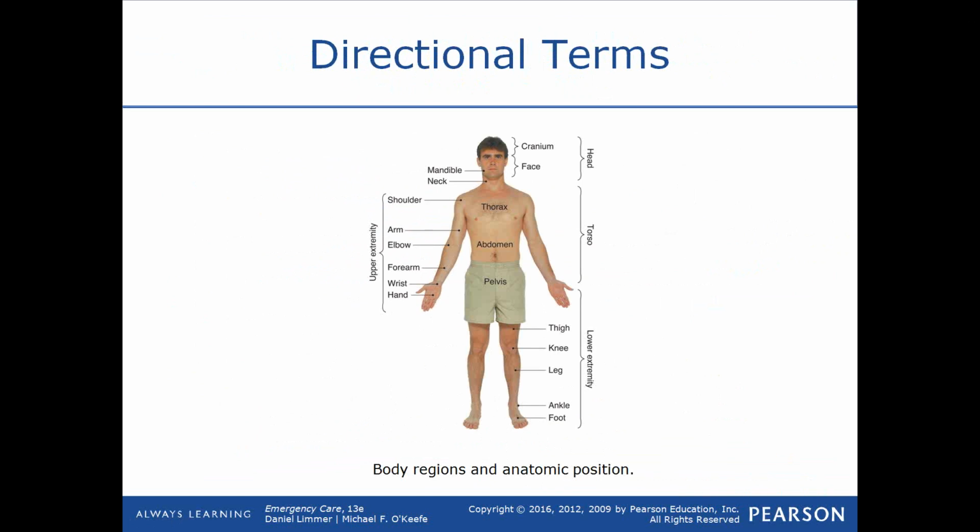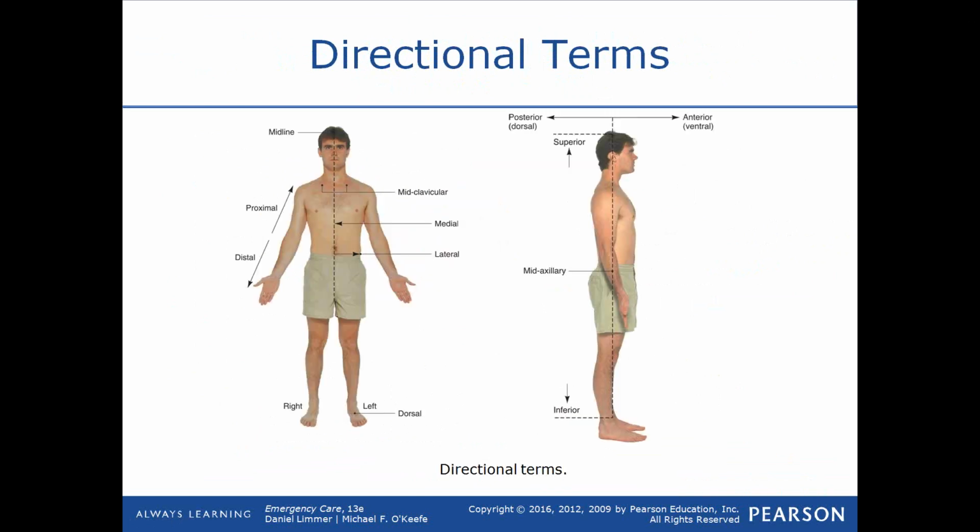The head is made of the cranium and face. The torso is the thorax and the abdomen, and arguably the pelvis. Lower extremities include the femur, which is the thigh, the knee, the lower leg, the ankle, and the foot makes up the lower extremity. There's that midline dividing the body in half, proximal towards the body, distal away from the body, medial towards the center midline, lateral away from the midline.